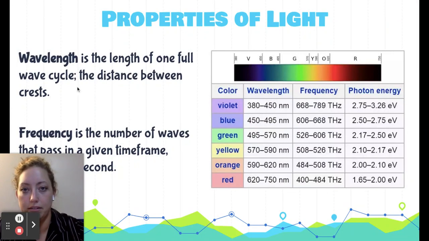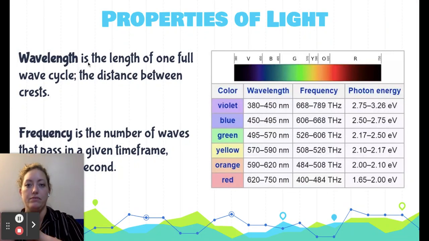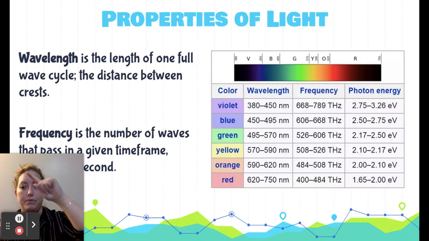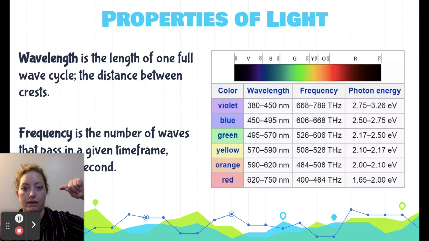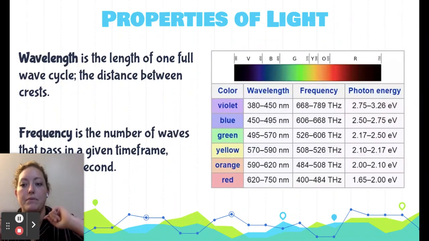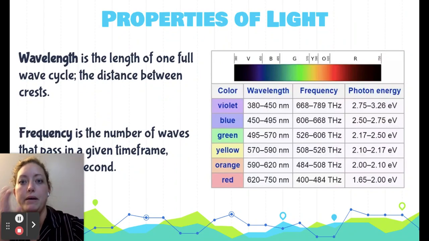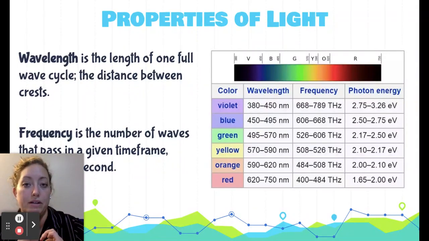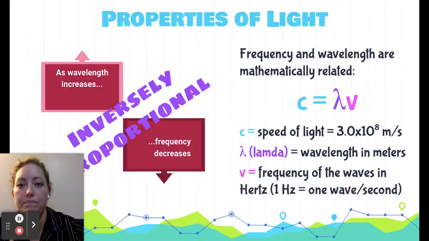Okay, so I talked about this a little bit. Wavelength is the length of one full cycle, like one full up and then down and then back up. That's one full cycle. The frequency is how many waves pass in a certain amount of time. Frequency is normally measured in hertz, Hz, and that's cycles per second. So how many cycles are occurring every second.